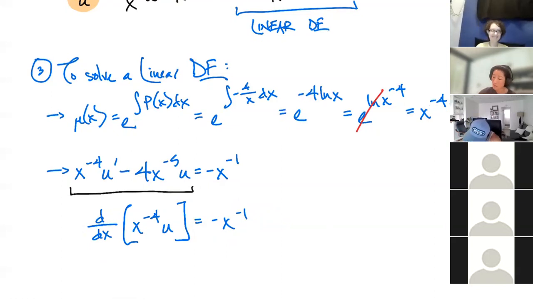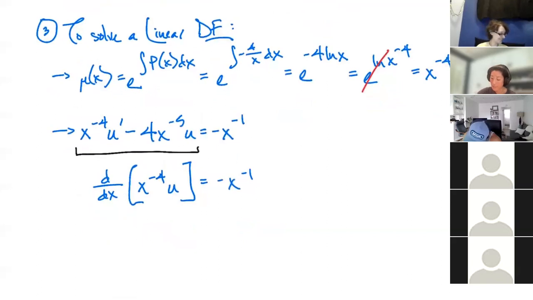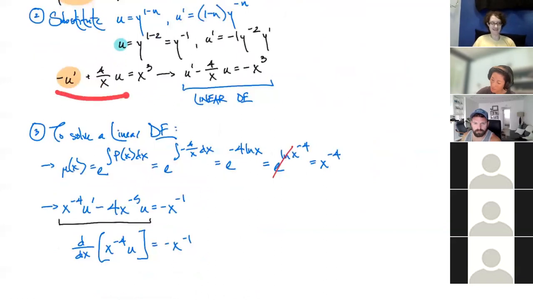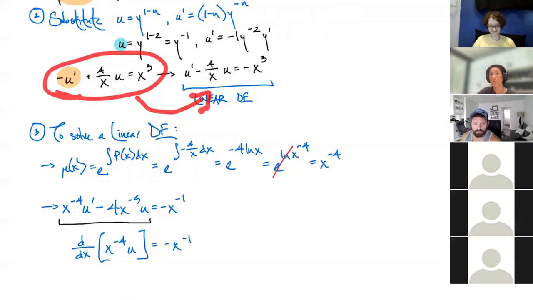All right, we can take the integral of both sides, and the left-hand side just becomes x to the negative 4 times u. Judy, I might have missed this, but it's negative x to the negative first because you took the negative and you placed it on the other side? Yes. I got my substitution and then I divided everything by negative 1 so that my u prime was positive. Okay, thank you.